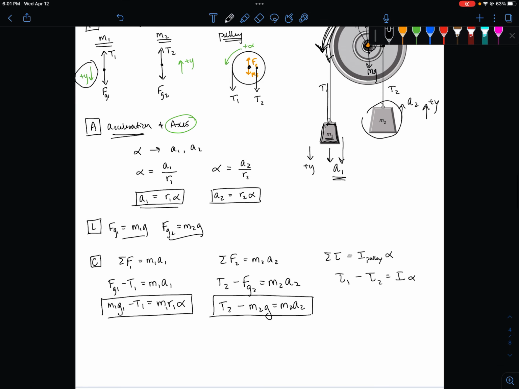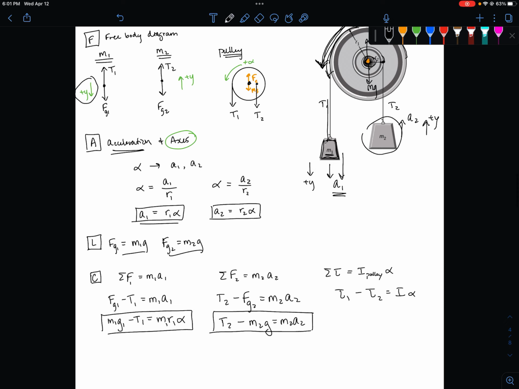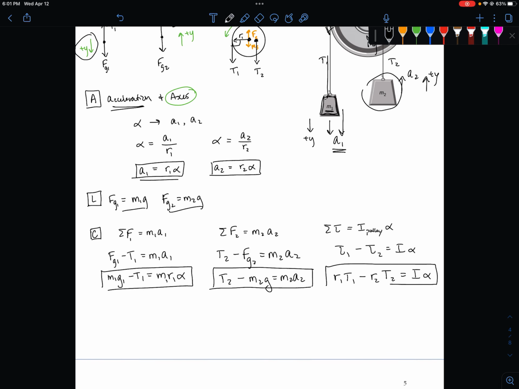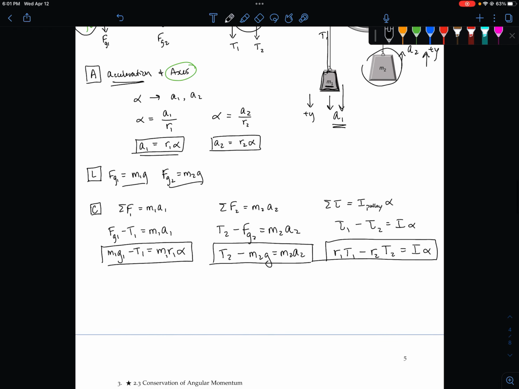And torque is r cross F. The r goes from the center to the point where the force is applied. So that's R1, and these are at a 90-degree angle, so the cross product just gives us R1 times T1. So this is R1 T1. This one is going to give us R2 because it's acting right here. T2 equals I times alpha. That's our third equation.